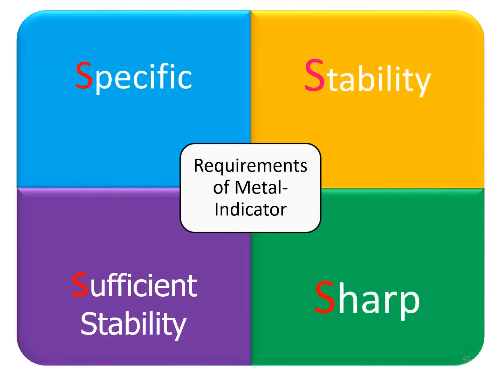So the requirements of the metal indicator, the 4S rule, again: it should be specific for the metal. It should be sufficiently stable, not to be detached unless the reaction is complete with the EDTA. The stability of the EDTA metal complex should be more than the stability of the metal indicator complex, and a different color should be present in case of the metallized form of the indicator and the free form.